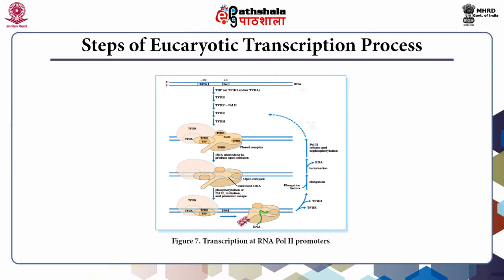Within the complex, the DNA is unwound at the Inr region by the helicase activity of transcription factor 2H and perhaps transcription factor 2E, creating an open complex. The carboxy-terminal domain of the largest polymerase 2 subunit is phosphorylated by transcription factor 2H, and the polymerase then escapes the promoter and begins transcription. Elongation is accomplished by the release of many transcription factors and is also enhanced by the elongation factors. After termination, polymerase 2 is released, dephosphorylated and recycled.